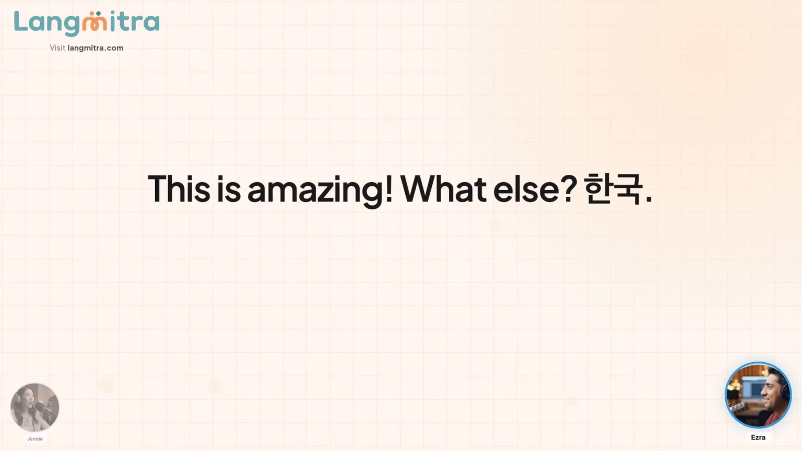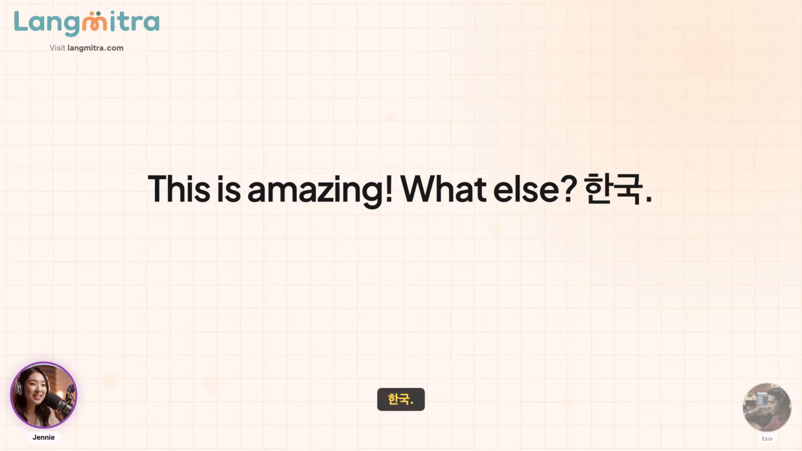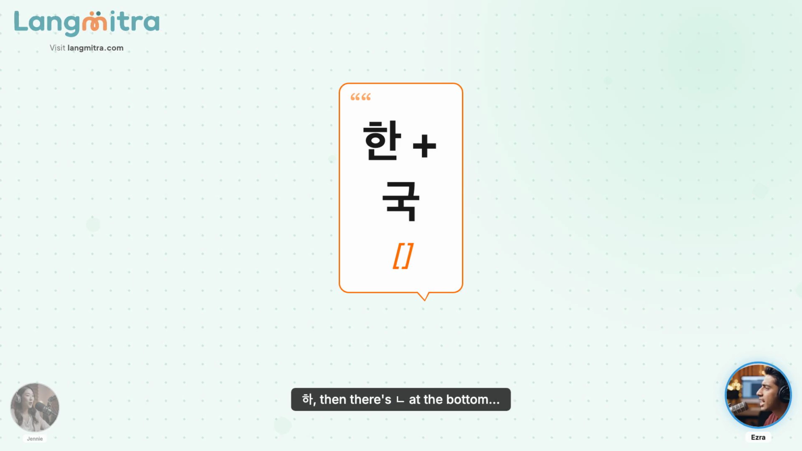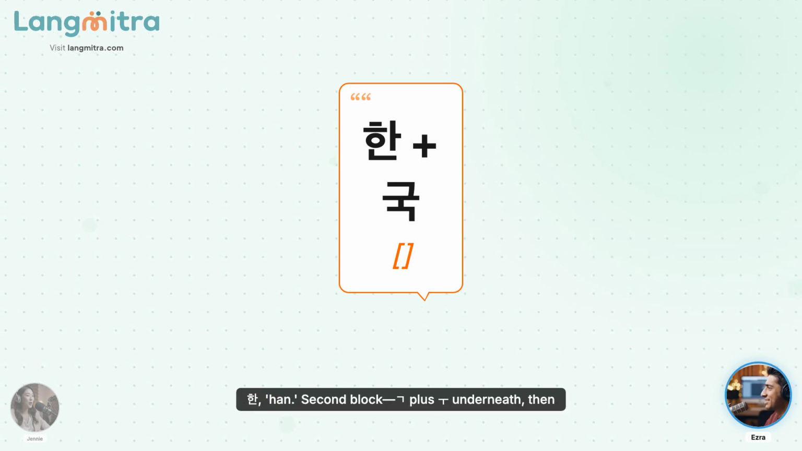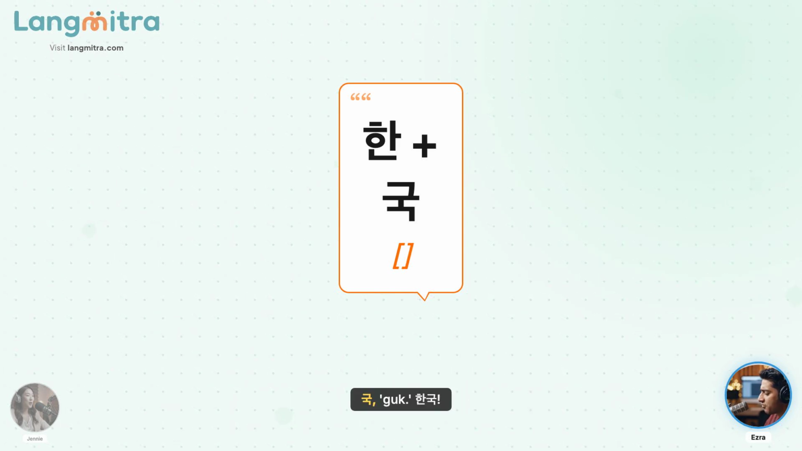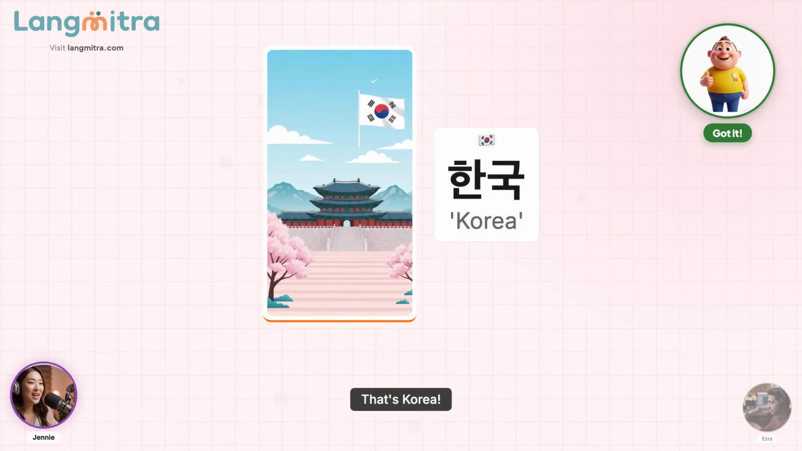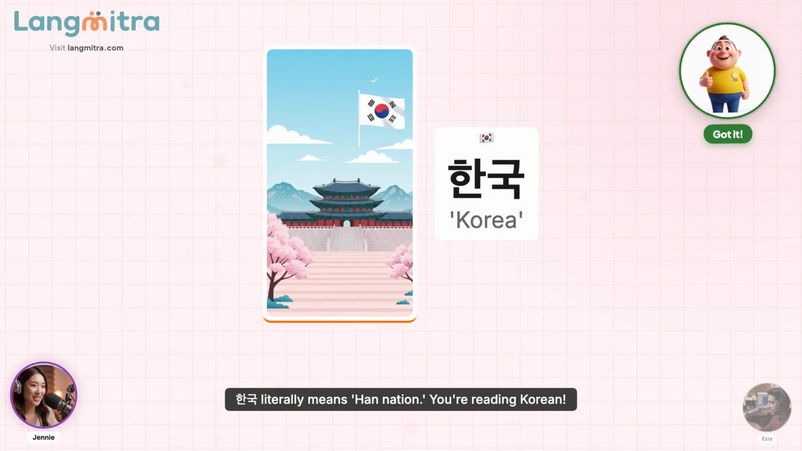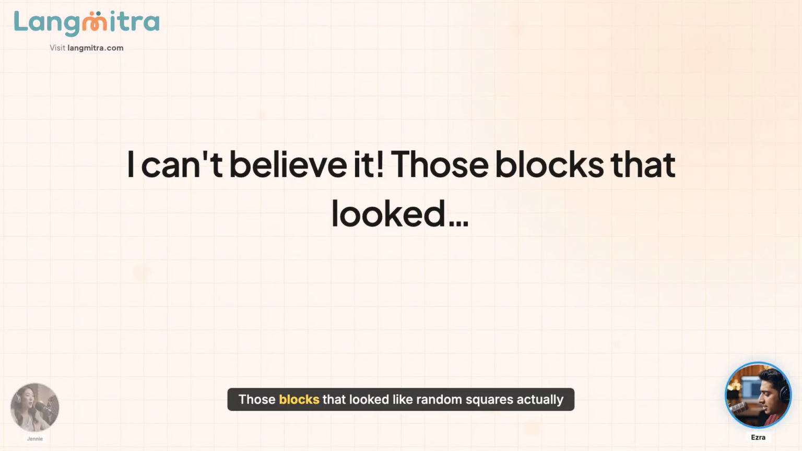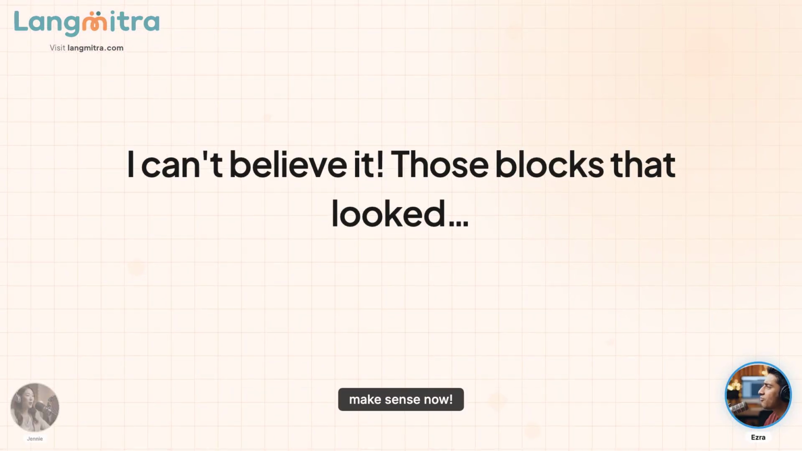This is amazing. What else? Try this one, Hanguk. First block, h plus a, ha. Then there's n at the bottom, han. Second block, g plus u underneath, then g at the bottom, guk, hanguk. That's Korea. Hanguk literally means Han Nation. You're reading Korean. I can't believe it. Those blocks that looked like random squares actually make sense now.